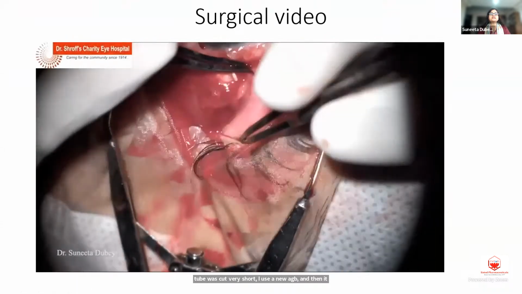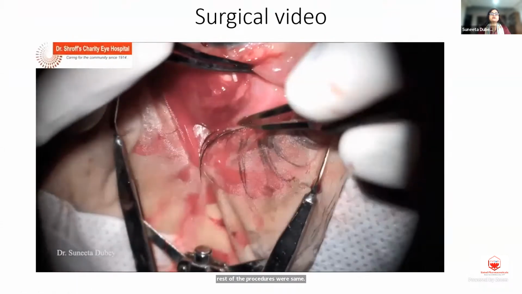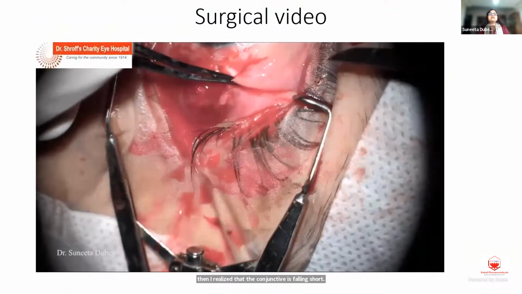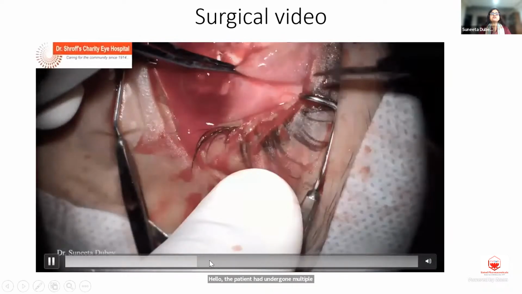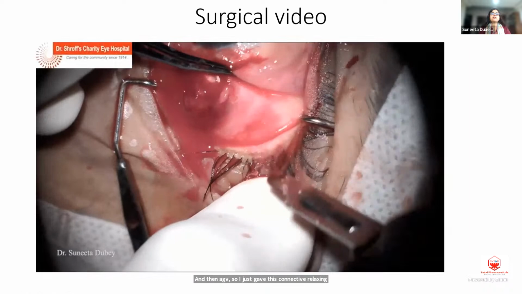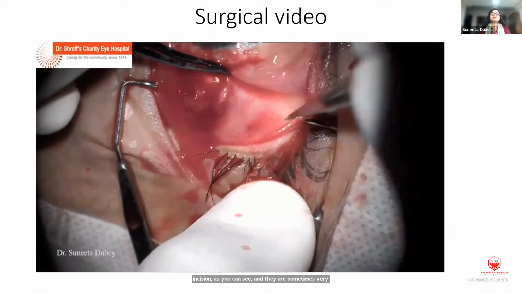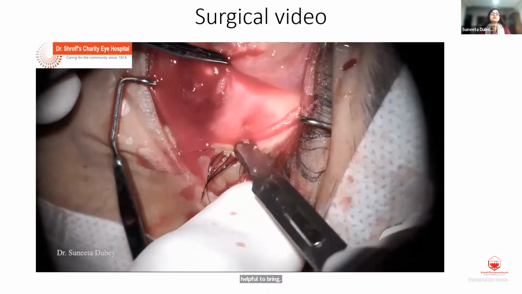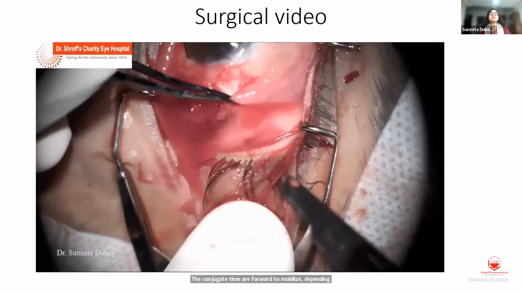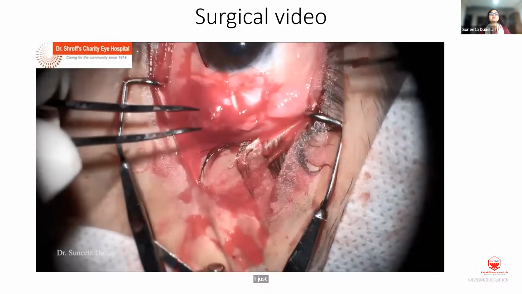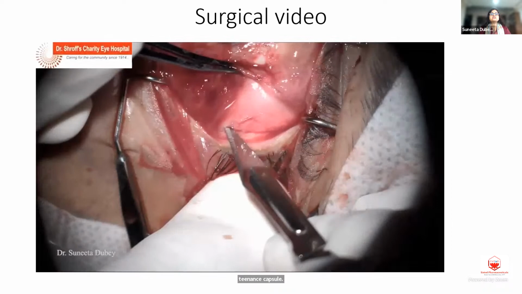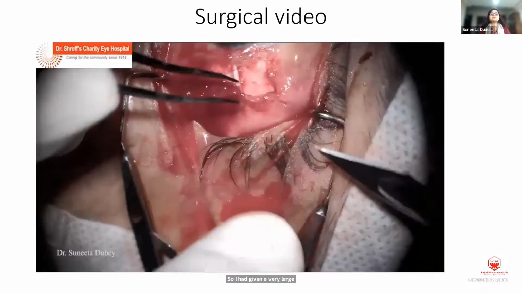But then I realized that the conjunctiva is falling short because the patient had undergone multiple surgeries, 2 failed trabs, and then AGV. So I just gave this conjunctival relaxing incision, as you can see, and they are sometimes very helpful to mobilize the conjunctiva and bring it forward. You don't have to go deep, just give it in the conjunctiva, not in the Tenon's capsule. So I had given a very large conjunctival incision here. Tenon's was still there.